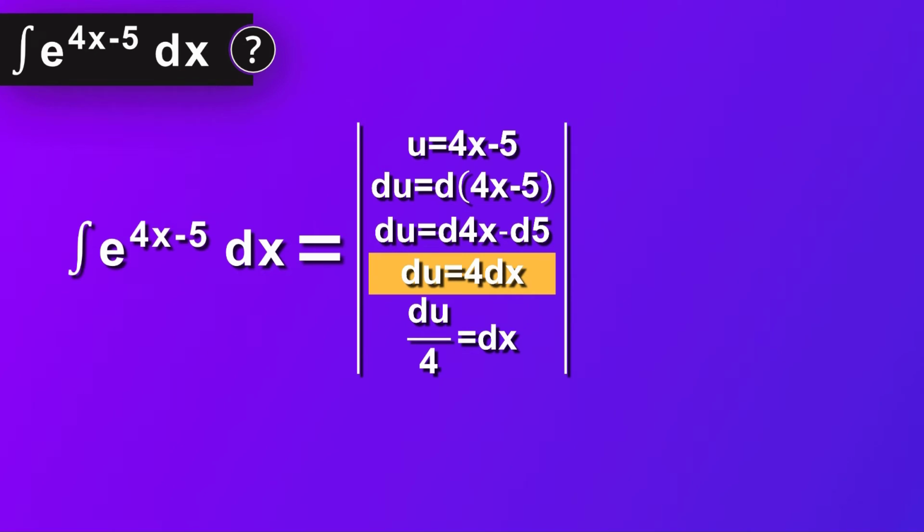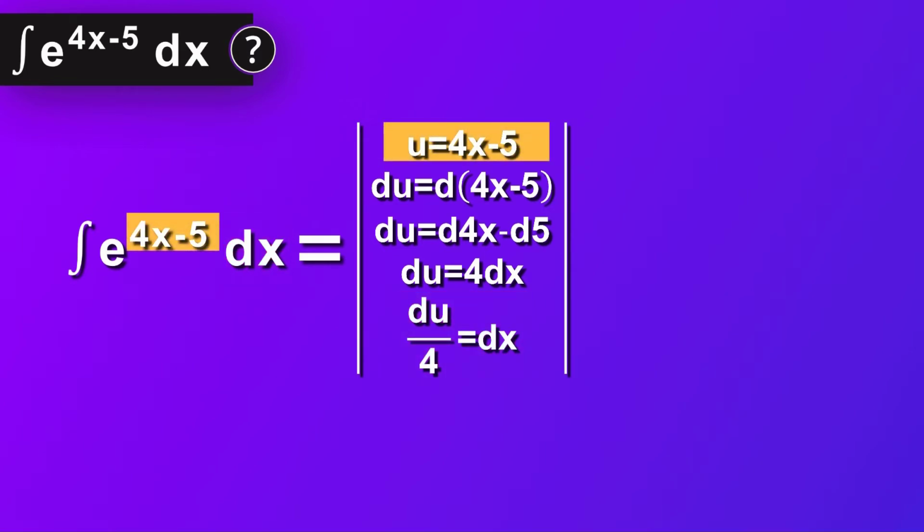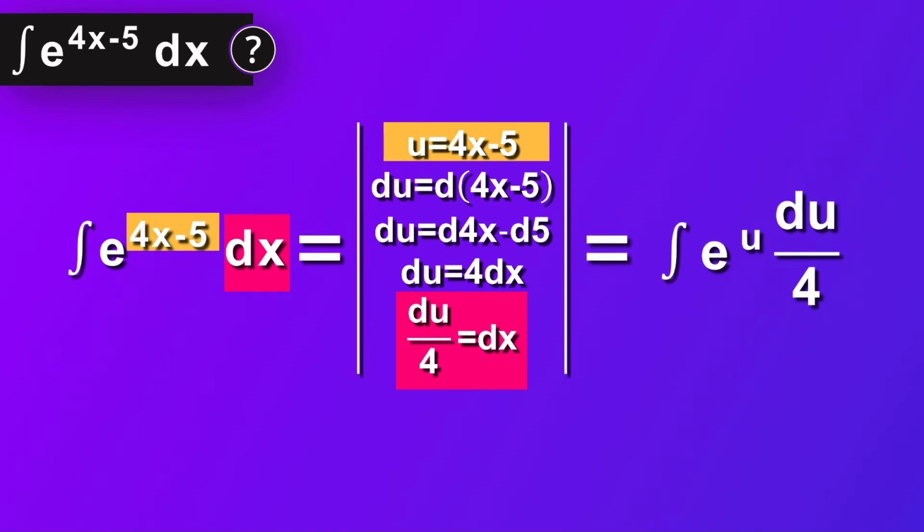But what we want to have is an expression that we insert into our main solution instead of dx. So after division of both sides by 4, we've got du divided by 4 is equal to dx, which we were searching for. Now let's make use of our u. We insert u instead of 4x minus 5 in the power of our main equation, and instead of dx, we now use the expression with our substituted variable u, which is du divided by 4. We have now the integral of e raised to u by du divided by 4.